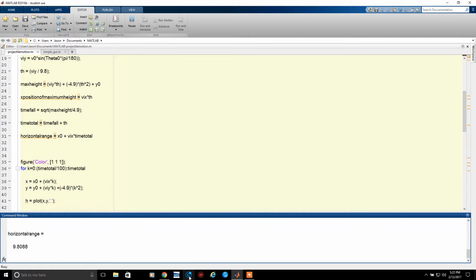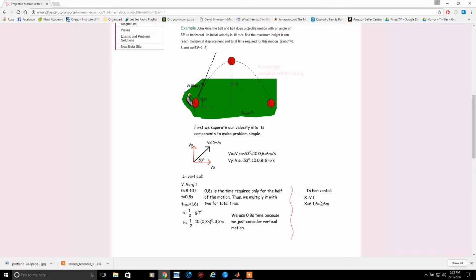1.6 seconds, 9.8 meters. All right, so the 9.8 matches up with the 9.6 there, again because of the 9.8 meters per second squared instead of the 10 that they use. And then total 1.6 seconds, that matches up as well.